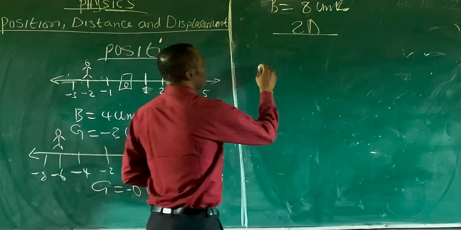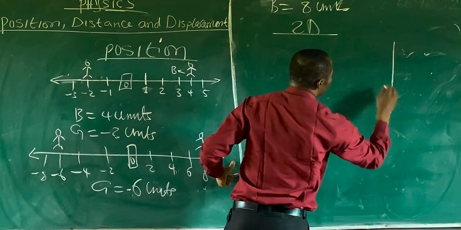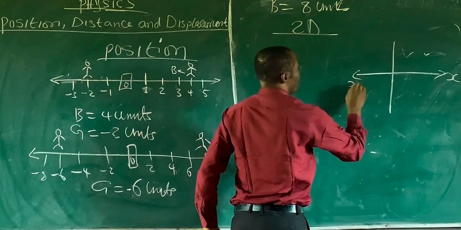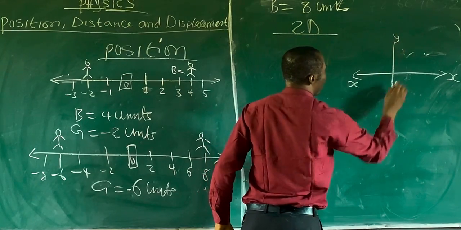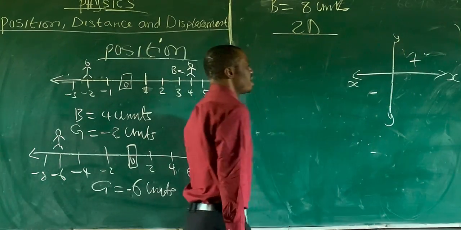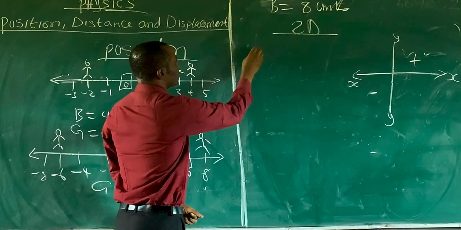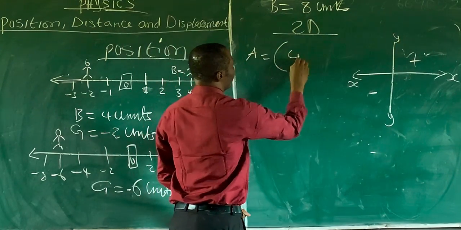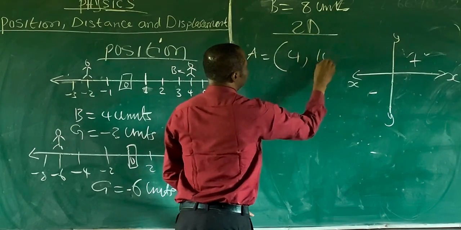Now we have the coordinate system. We have the X, and the Y, positive and negative. How do we find the position of A? A has, let's say, 4 and 10.